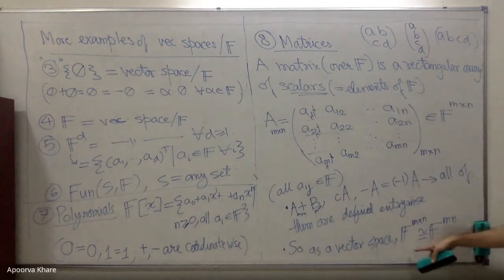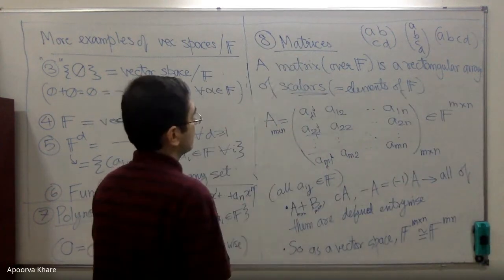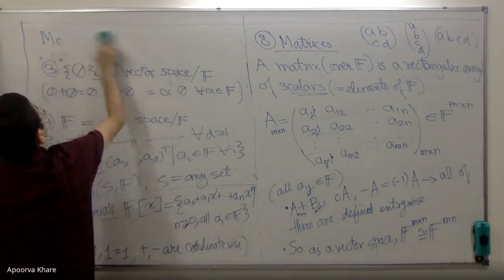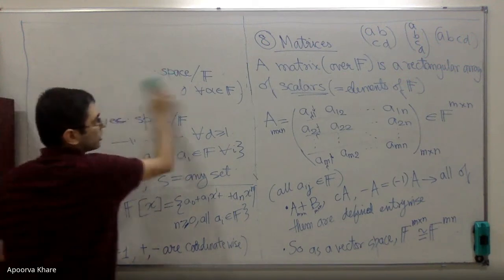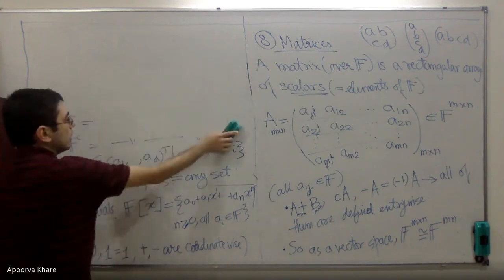Okay, so that's the last example of a vector space. But now let's look in earnest at matrices themselves. So, more on matrices. That's the last we see of vector spaces for now. We will of course see a lot more of vector spaces and dimension and so on, but later.